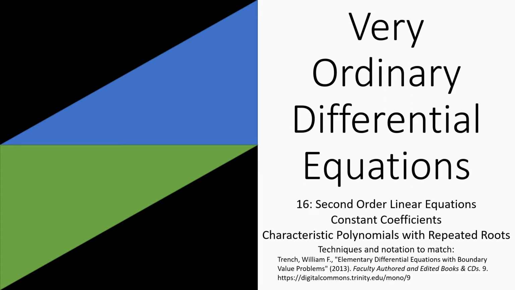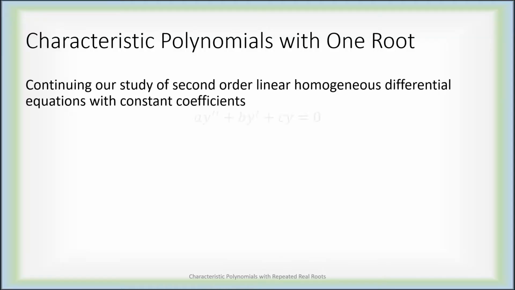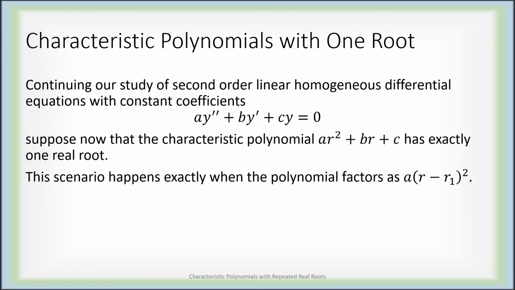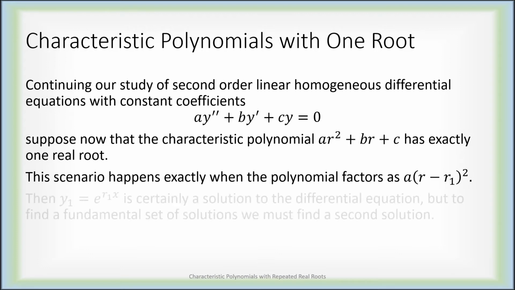In this lecture, we continue studying second-order linear equations with constant coefficients and address the case of a characteristic polynomial that has a repeated root. So, we've already studied ay double prime plus by prime plus cy equals 0. But now we're going to suppose that this characteristic polynomial ar squared plus br plus c has exactly one real root. How can that possibly happen? When the characteristic polynomial factors as some constant times (r minus r1) squared, there is a single real root r1.